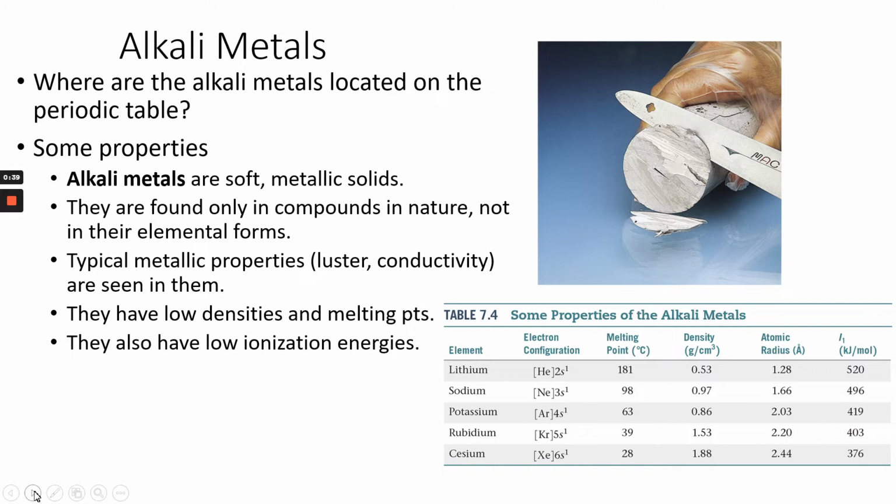So let's talk about the alkali metals. Where are the alkali metals located on the periodic table? They are the first group, or the first column on the periodic table. These are the most reactive metals.